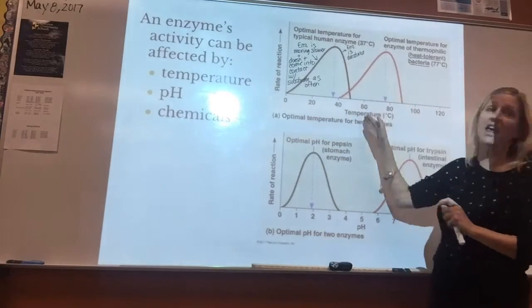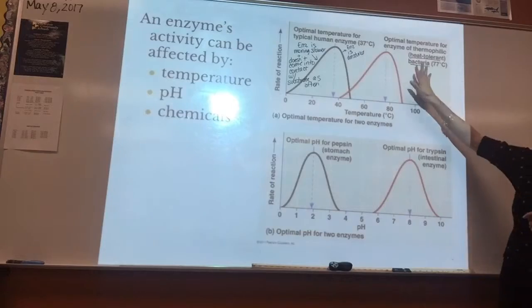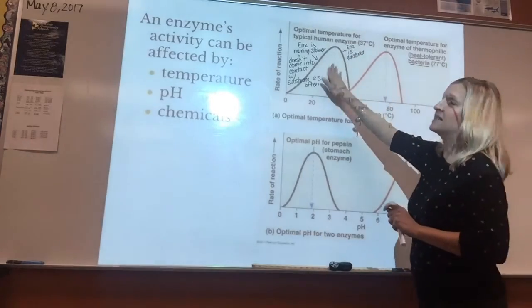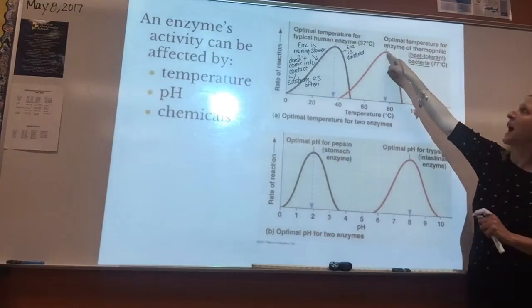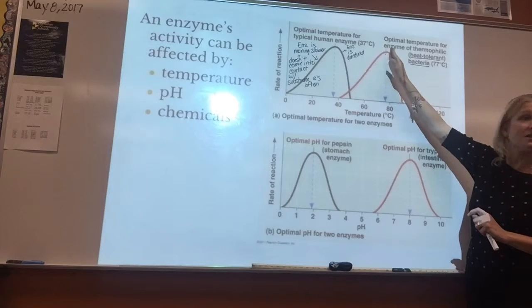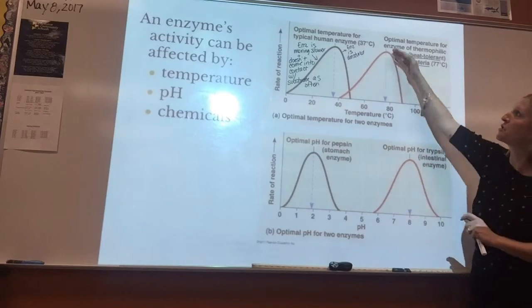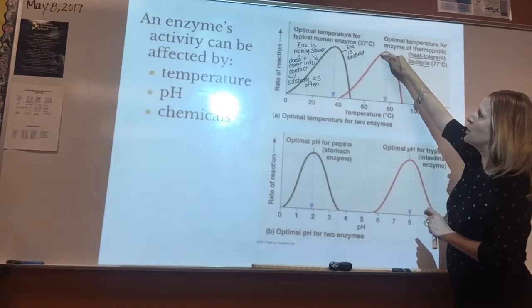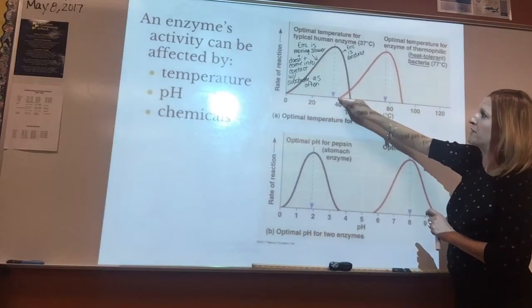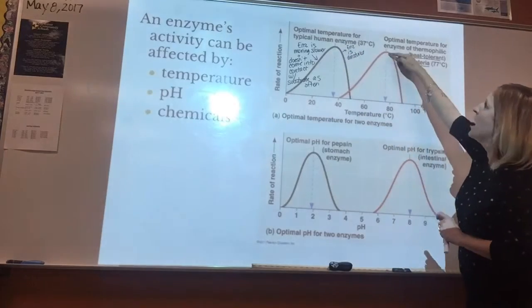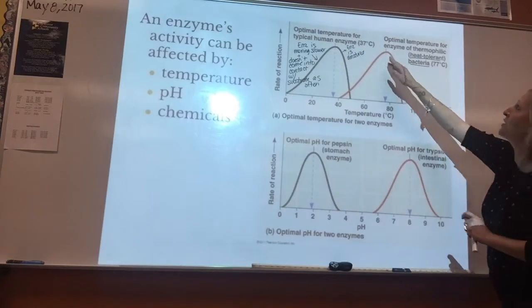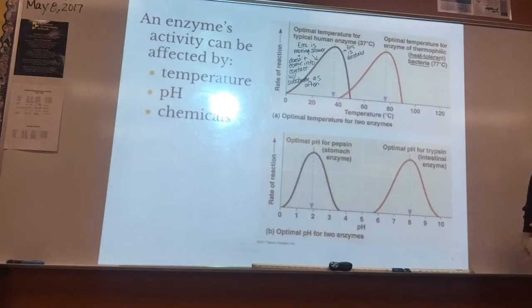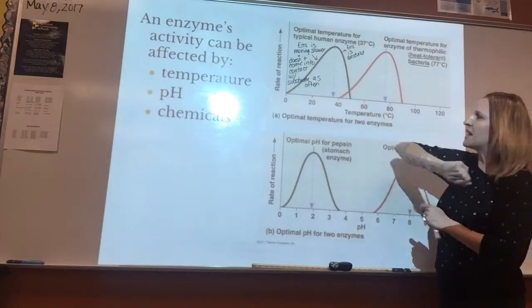But notice the shape of the curve for these guys. The curve is the same shape for the heat-tolerant bacteria as it is for the human enzyme. It's just that the optimum is at a different temperature. So for these bacteria, if it gets much lower than 77, it slows down the rate of reaction, just like it does for us. And if it gets much higher than 77, it drops down very quickly, just like it does for us. So they're adapted to a different environment. Okay, so that is temperature.